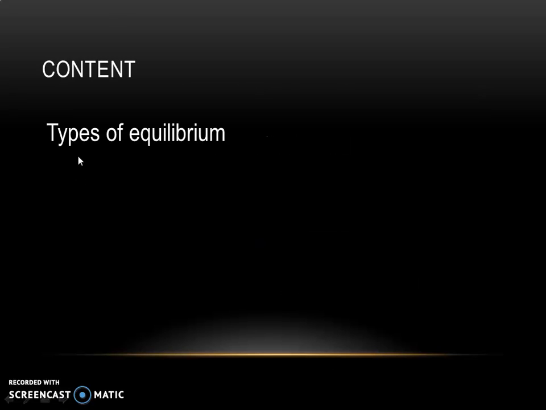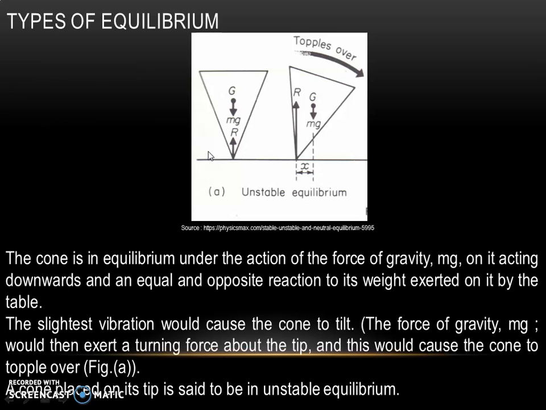In this presentation, we will learn about types of equilibrium. Here we can see a cone which is standing on one of its tip. G is the center of gravity through which the total weight of the cone will act. Weight is the product of mass and acceleration due to gravity. So W is equal to m into g.